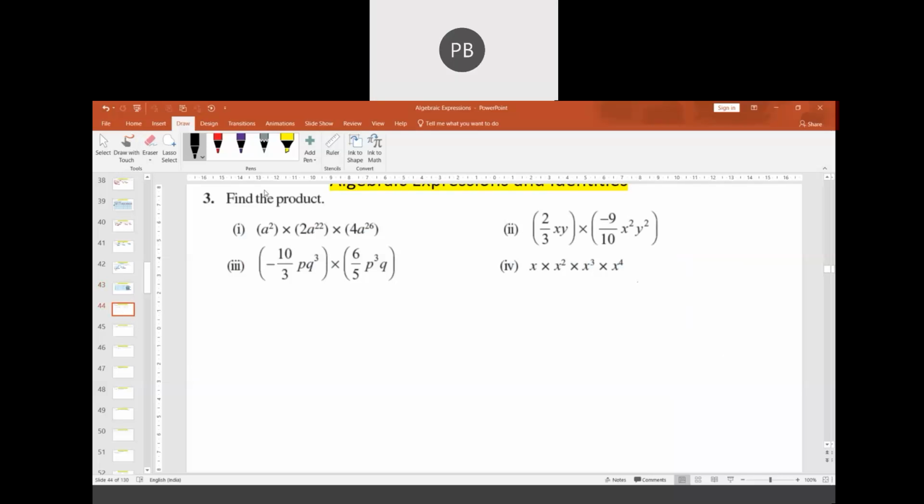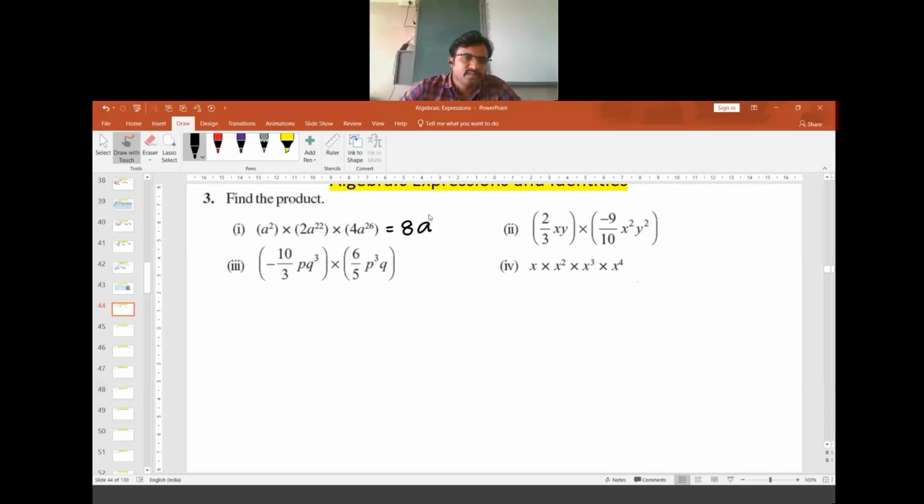Okay, sir. Now it's finding the product. Carefully, we have to do it because somewhere fractions are involved. a to the power 8, a to the power 50. Yes, sir. a raised to the power 8, a to the power 50.